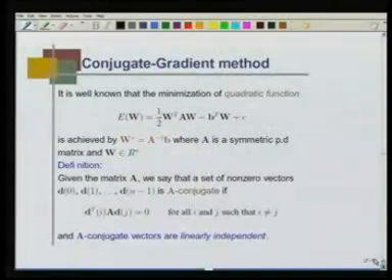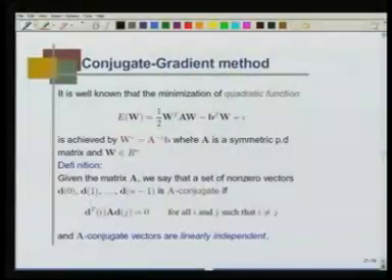Now we will talk about the conjugate gradient method. This is another type that people really use. I would not present how this conjugate gradient method can be used for a neural network. I will just let you know the motivation behind the conjugate gradient method.